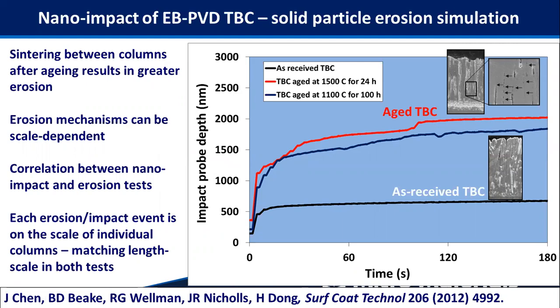When you look with an SEM, you can see that it's sintering between the columns that is causing this decrease in strain tolerance in the coating system. So reduction in porosity means that impact events are able to travel over more columns now, and this is detrimental to its impact resistance and its erosion resistance. We're quite nicely able to correlate between the impact and the erosion tests, although in general erosion mechanisms can be quite scale dependent. In this case, we're matching the contact length scale on the scale of the columns in both tests.